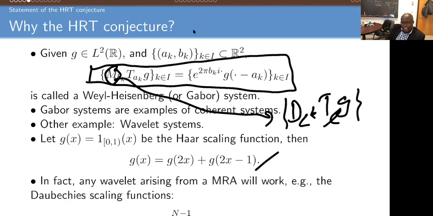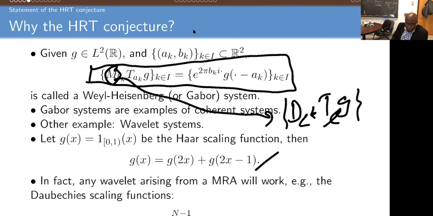So a question that I was going to ask about the HRT conjecture: if I change one of your operators to become the dilation, then this is something that's completely known. And the Haar function is not the only one that you can use. There are plenty of functions that you can use.